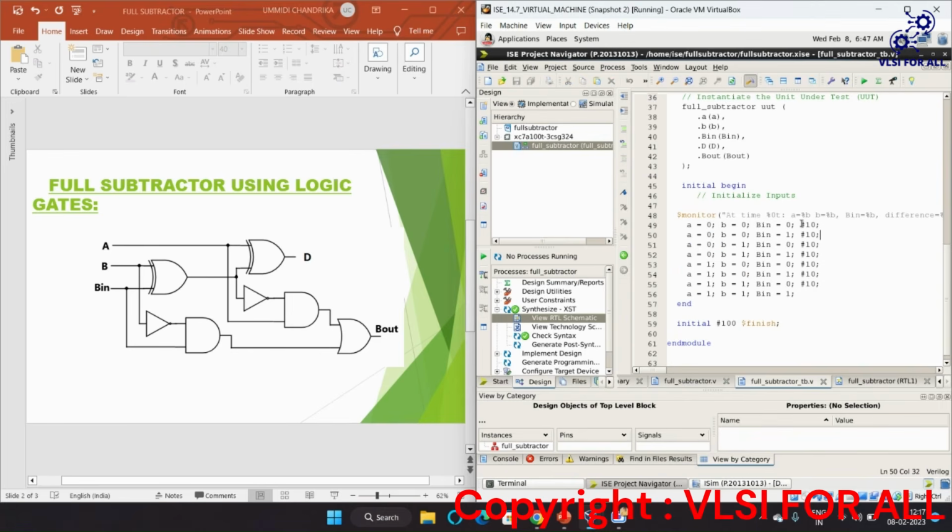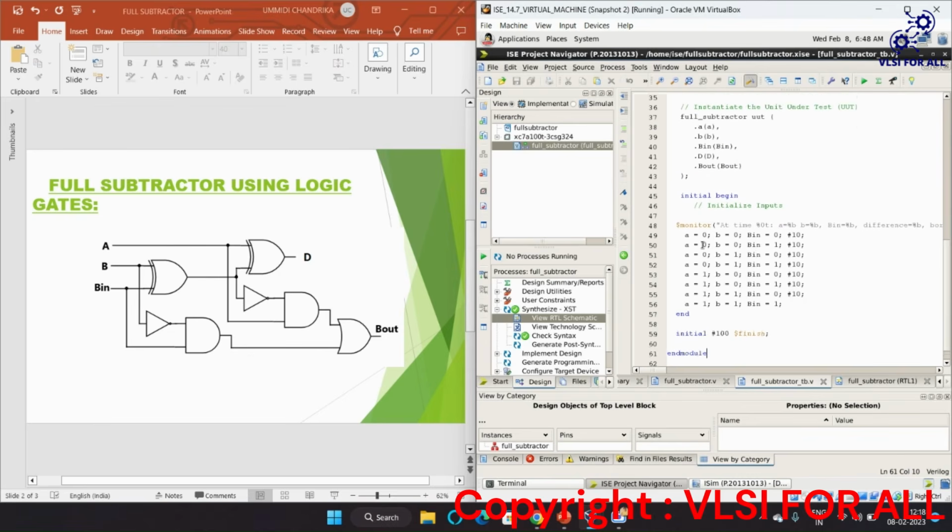Why is the 10 delay provided? Otherwise we will not get the output, because if we didn't have a delay, then the input will be constantly the same. In the current zero simulation time only the output will be presented. But if you want various input combinations, then you have to give some delay. So I have given a delay of 10 nanoseconds, and I have written the code. See here, after a delay of 100 nanoseconds, I am finishing my simulation time, so I have written like that.